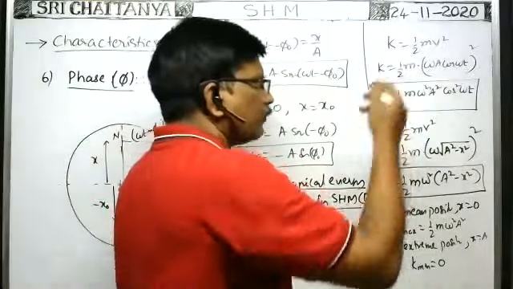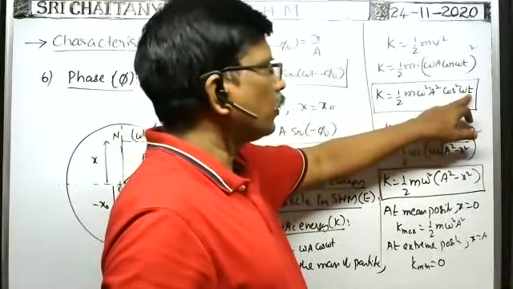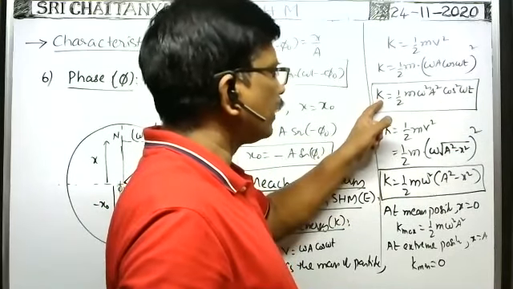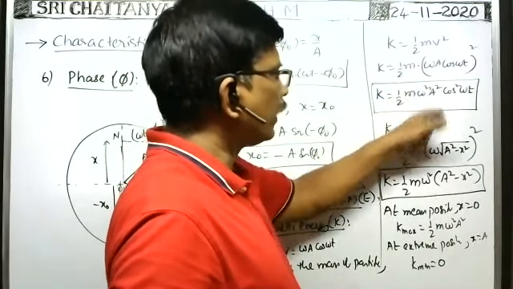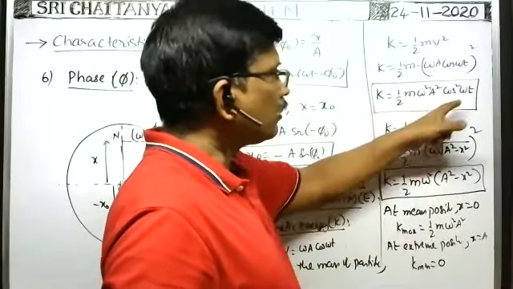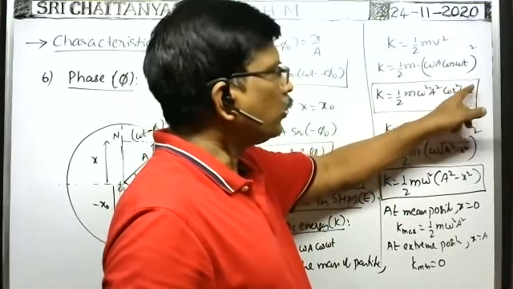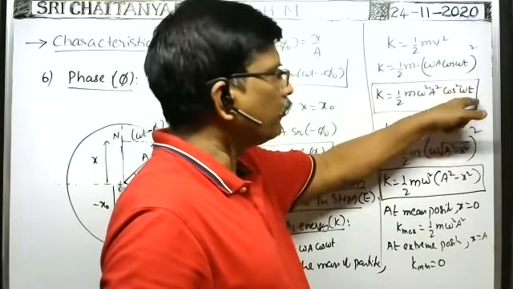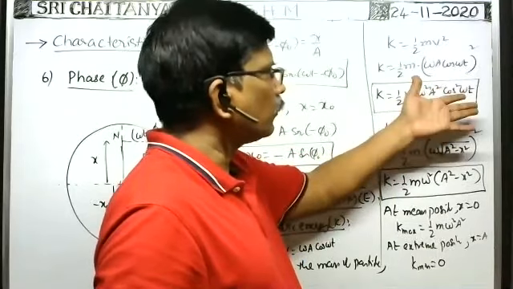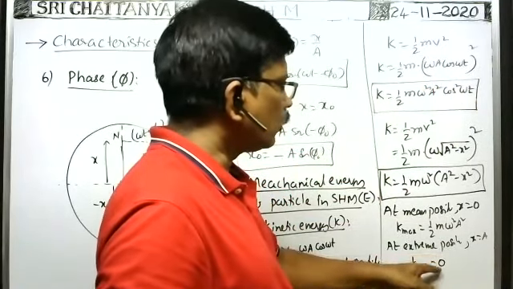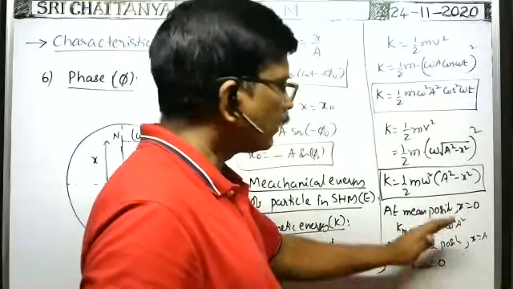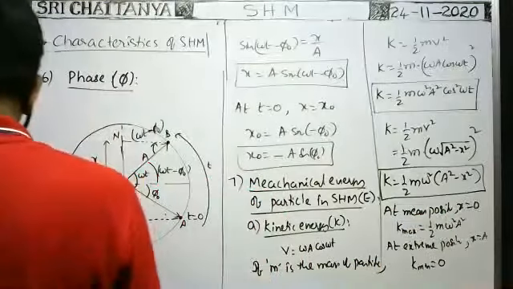From this also you will get the same. At mean position, means t is equal to 0, cos value is maximum, then maximum kinetic energy is equal to half m omega square A square only. At extreme position, means t is equal to T by 4. When you put small t is equal to capital T by 4, then this cosine value becomes 0. Then kinetic energy becomes 0. So at extreme position, kinetic energy is minimum, which is equal to 0.